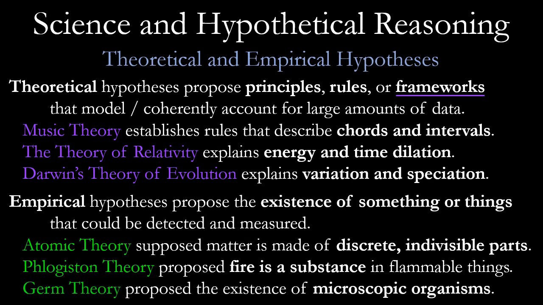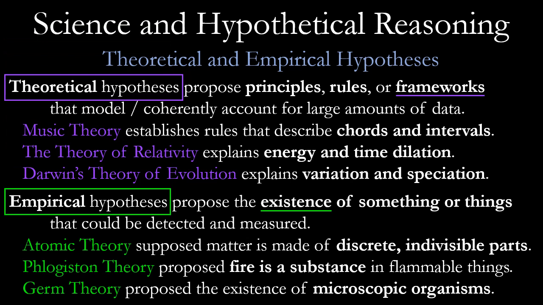Germ theory proposed the existence of microscopic organisms. This is another example of an empirical hypothesis, which was again a supposition about the existence of something, right? Okay, so we distinguish between theoretical hypotheses, which result in rules, and empirical hypotheses, which result in instantiations. Now, I want to point out a little bit of a parallel, right?